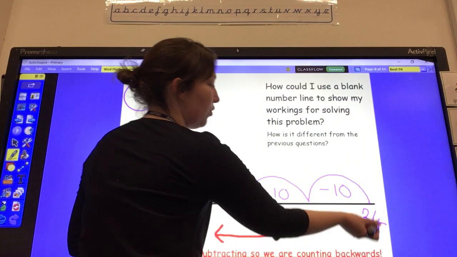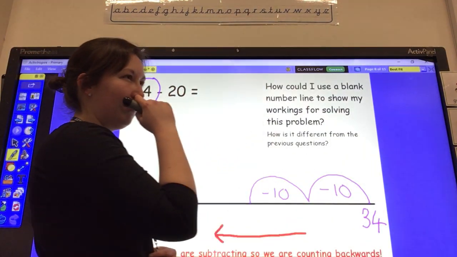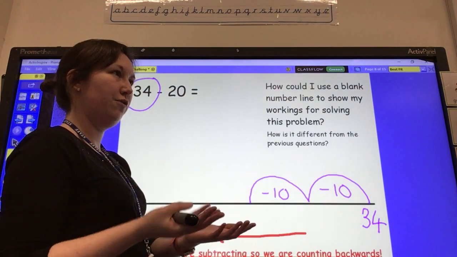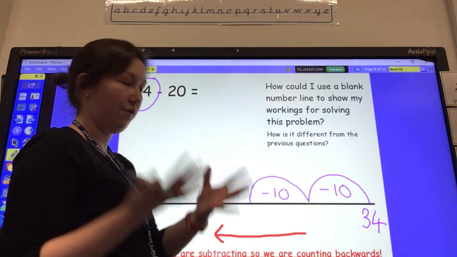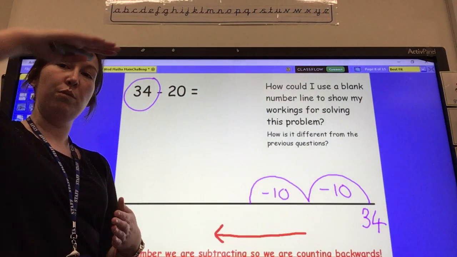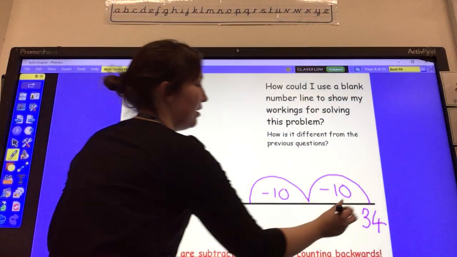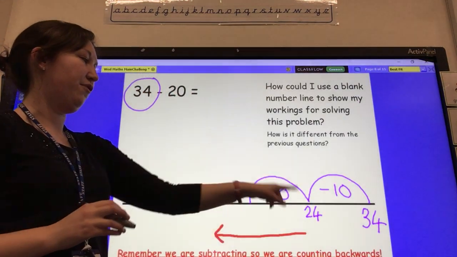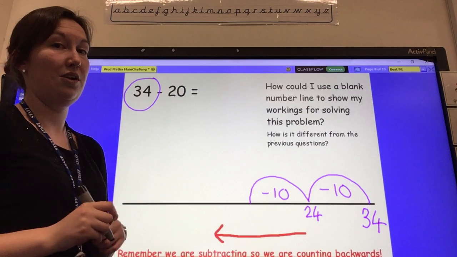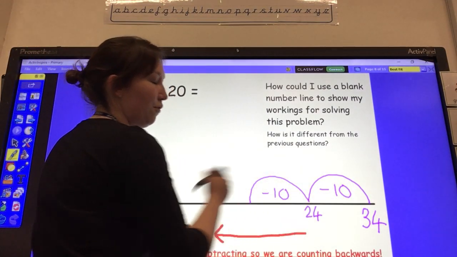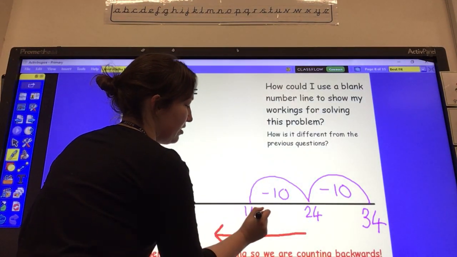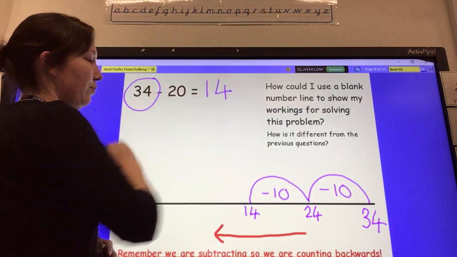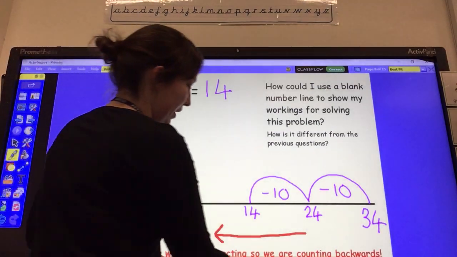So 34 take away 10. I know that 30 take away 10 is 20, but I've got a 4 still, so it must be 24. Think about that 100 square when we were jumping in tens. 34, 24, and I know that if I take 10 away from 20, it equals 10, but I've got 4 more than that, so the answer is 14. So well done if you have already spotted what the answer will be.